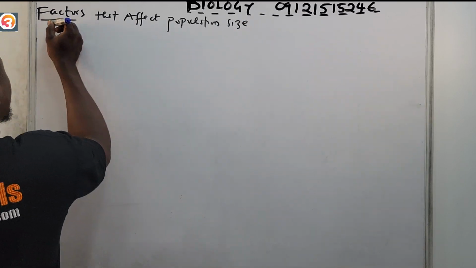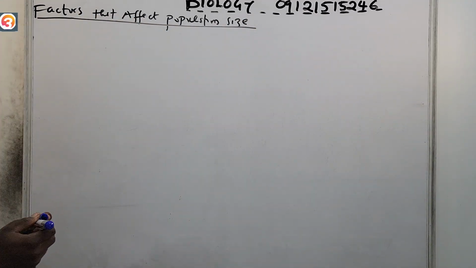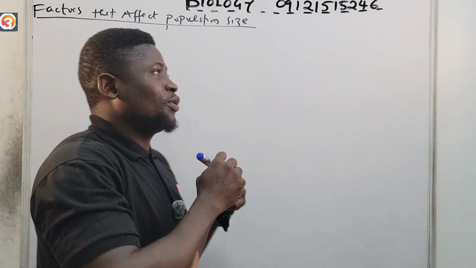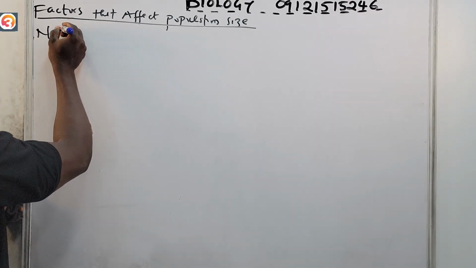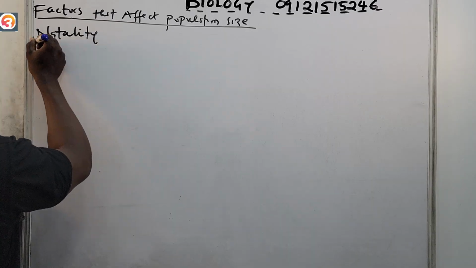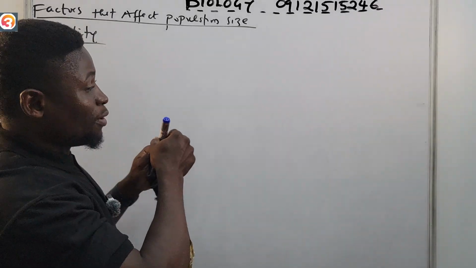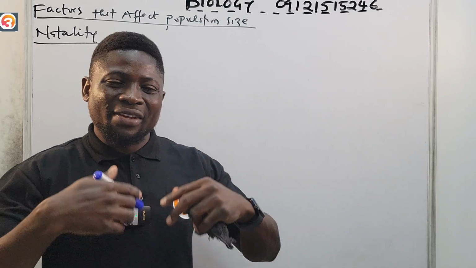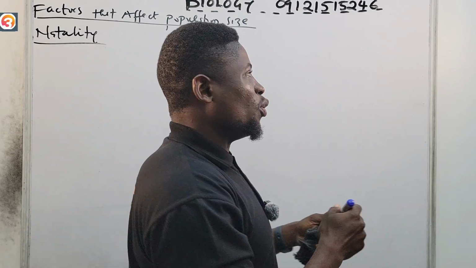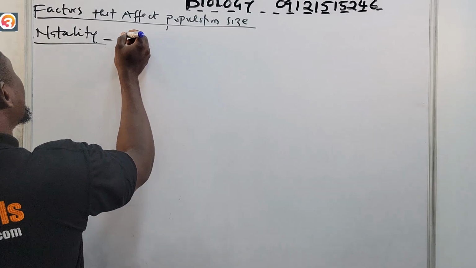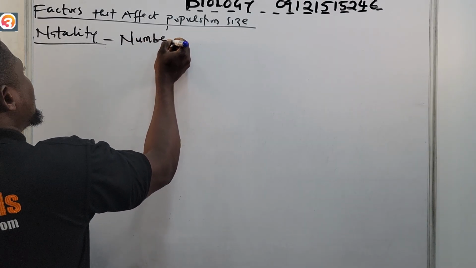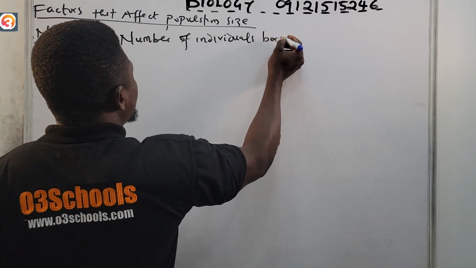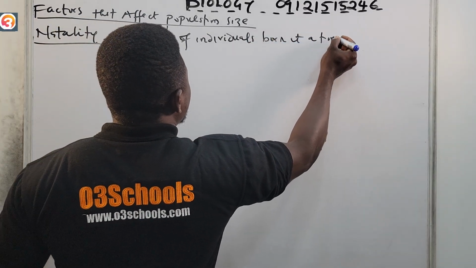Now, to the factors that affect population size. Number one among them we're going to look at is natality. Natality is talking about the number of individuals that are born at a time. This is what talks about the number of individuals born at a time.